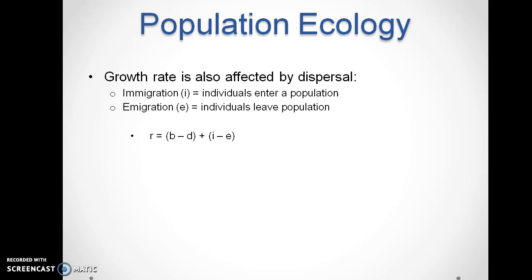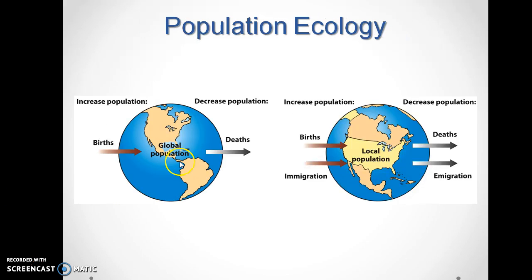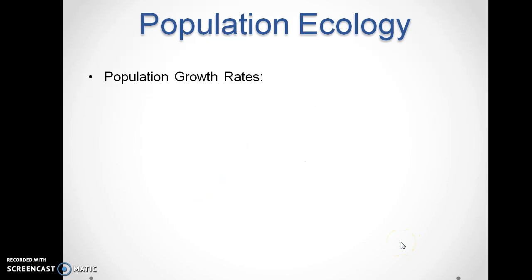Growth rate is also affected by something called dispersal, so people moving to one area or leaving an area. This is more of a factor for human populations than it is for populations of other individuals. But you can basically look at it as, the population of a country is not just the numbers of births and deaths, but also the amount of people coming into the country and the amount of people leaving the country.